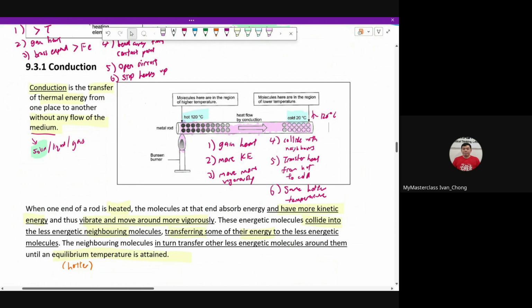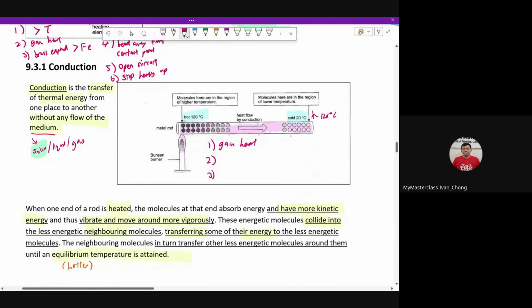So basically, it's a very long paragraph and a few points you need to take note of: gain heat, move more vigorously, collide with neighbors, transfer heat from hot to cold, same temperature at the end. Let's see if we can make this shorter for some of you. Let me try to make it even shorter.